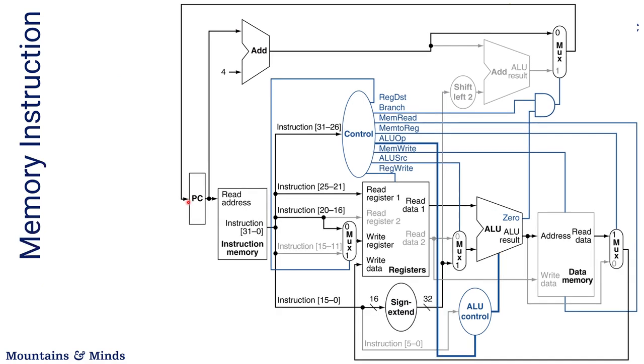Okay. If we're doing a memory instruction, on the other hand, we will pass a different value from the ALU source to this multiplexer, which now, instead of passing the data from the second register, will pass through this address from the instruction, and then the result will be passed to the address in memory. And then let's say we're going to read data, if it's a load instruction, and pass that back to the register bank.